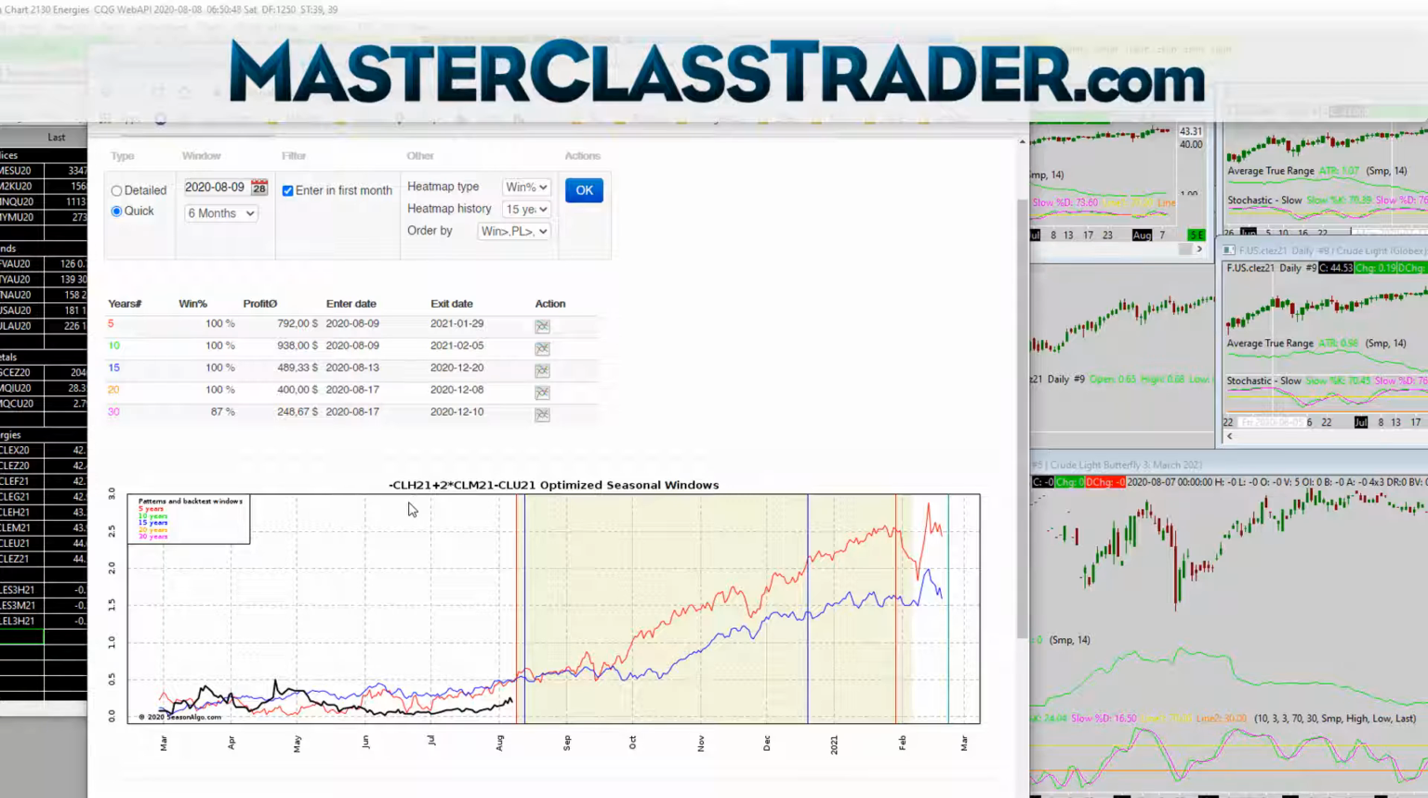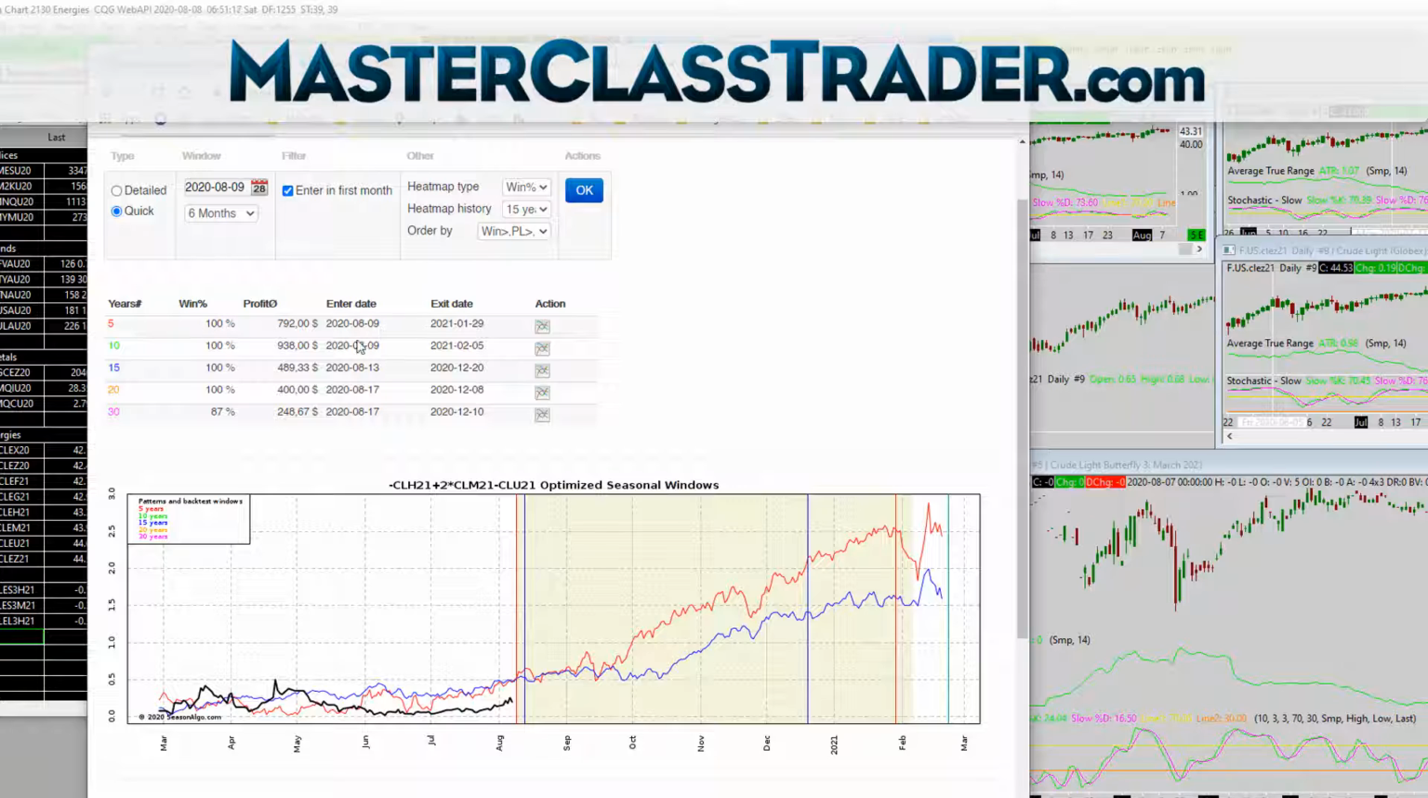Again, what is it? Short March, long 2 June, and short 1 September. I'm pointing at it right here. You can see that's the trade right here. So what we've done is created an optimal seasonal window, if you like, over a 6-month period. You can see where it's all shaded there in the chart. Check this table out up here.